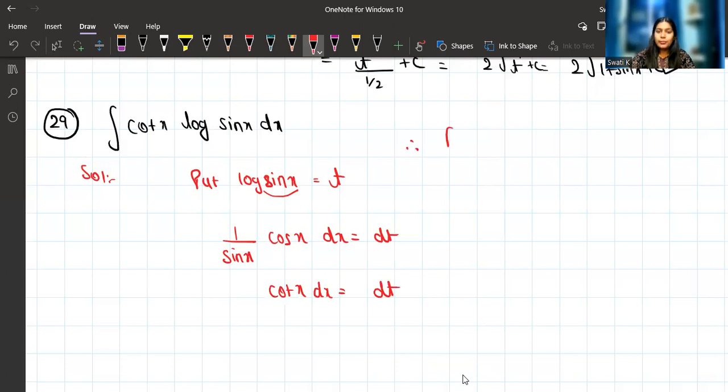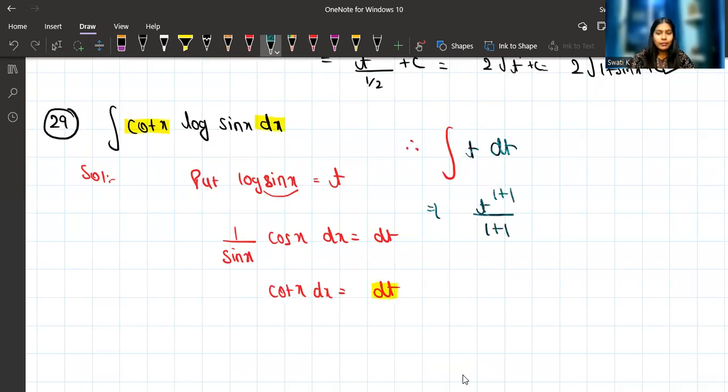Therefore, I can write down my integration as integration of, for this cot x dx, I have dt. So I can rewrite this as dt. And then log sin x is nothing but t. Oh, this is so simple now, t. So what is integration of t? It is so simple. T raised to 1, so 1 plus 1 because it is n plus 1.